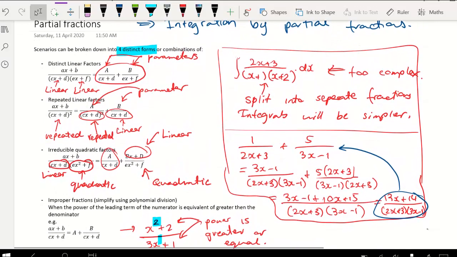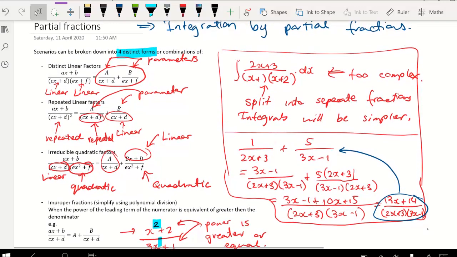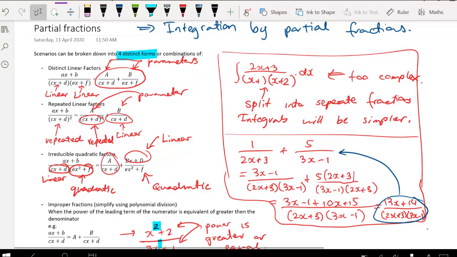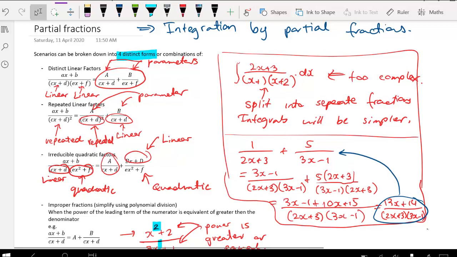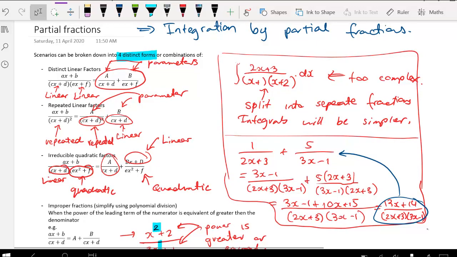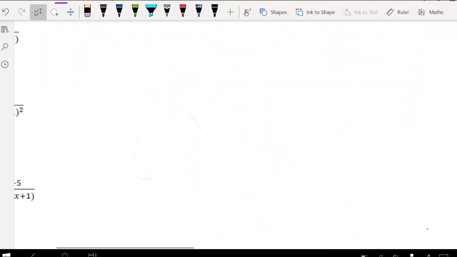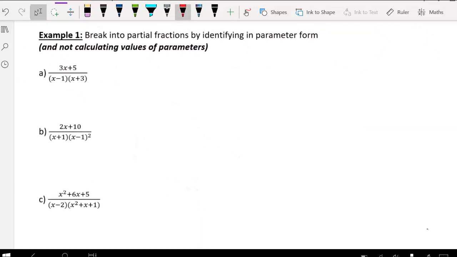So what I'm going to do is we'll look at the process first by determining which form to set it up into, and then we'll look at actually calculating the parameters so we can determine in full the individual fractions that each will break into. So the first example is we're going to break them up using the rules to set up the fractions that we're going to work into. Now in this question, we are not calculating the values of the parameters. We're just setting them up in the first instance. So here we have two linear factors.